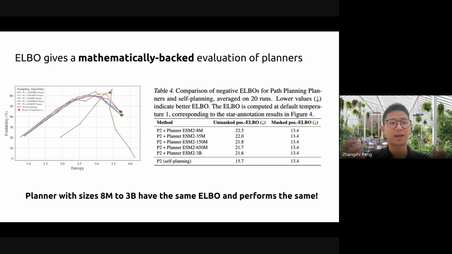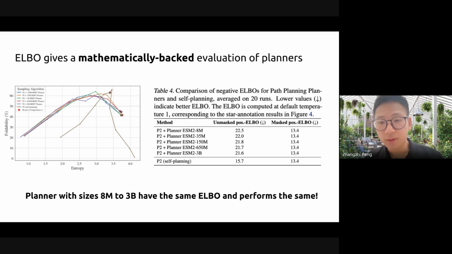And this is very nice for our ELBO to mathematically enable you to do this kind of evaluation of a planner. And here we did this for our protein sequence generation. So we have ESM2, which is a BERT, and they have different sizes of the BERT from 8 million to 3 billion.